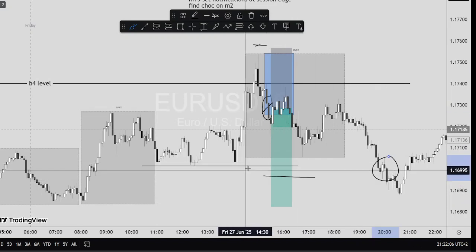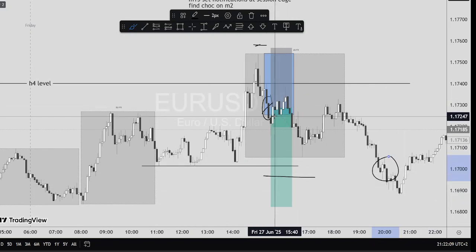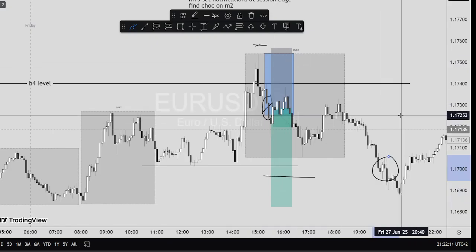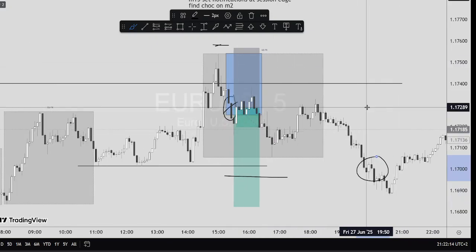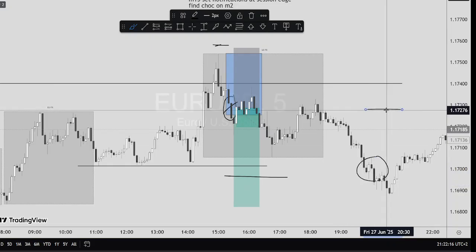So at this point in time, the stop would be, is it here? No, it's here. That would be the stop.